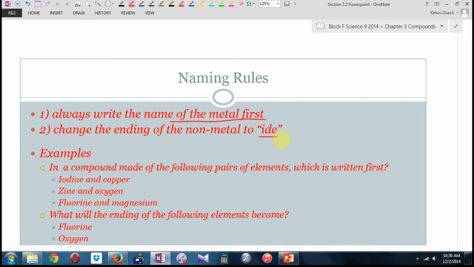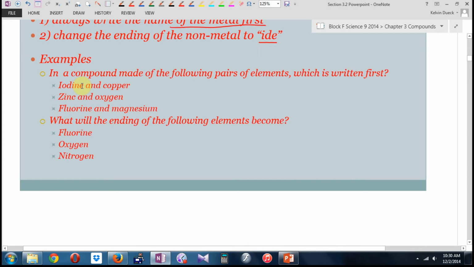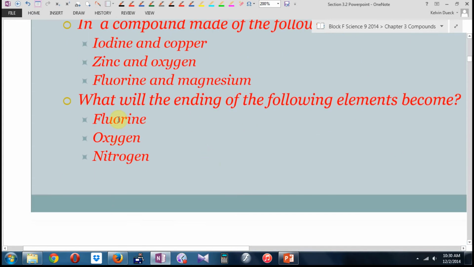First of all, this is not in your notes, but just for us to think about, in a compound made of the following pairs of elements, which one would I say first, iodine or copper? Copper. The full name would be copper iodide. If I was combining zinc and oxygen, which one would I say first? Zinc oxide. What about fluorine and magnesium? Magnesium fluoride. And by the way, that's why it's called fluoride in your toothpaste, because it's bonded with something in your toothpaste.